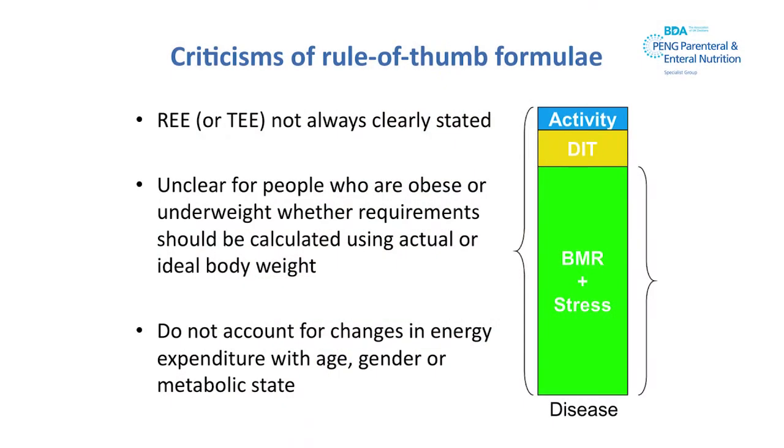We tend to say use actual body weight at Penn Group, and we haven't done that obesity section yet, so we don't know what we're going to say in the handbook at the end. The other thing to think about, though, is if you use the rule of thumb formulae, you haven't necessarily worked through where that patient is in their pathway, and it doesn't account for any impact of age, gender, or metabolic state.